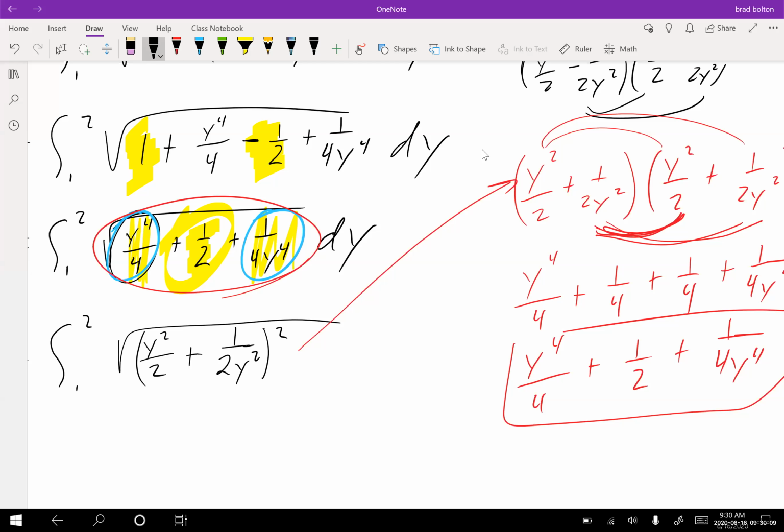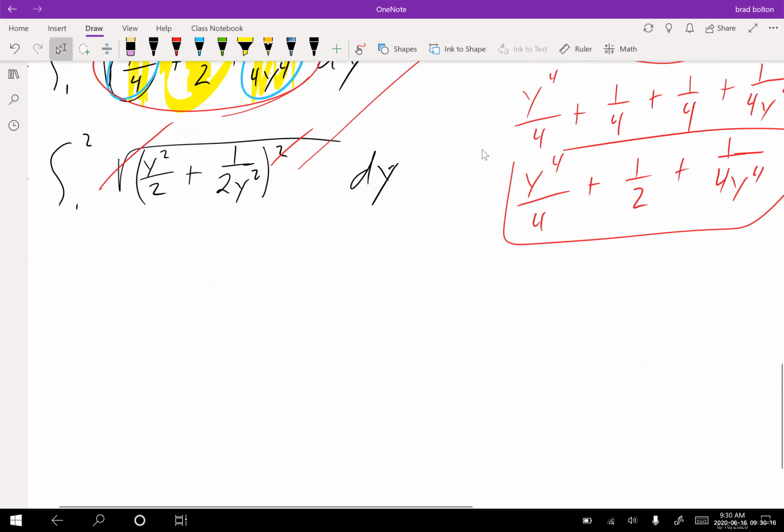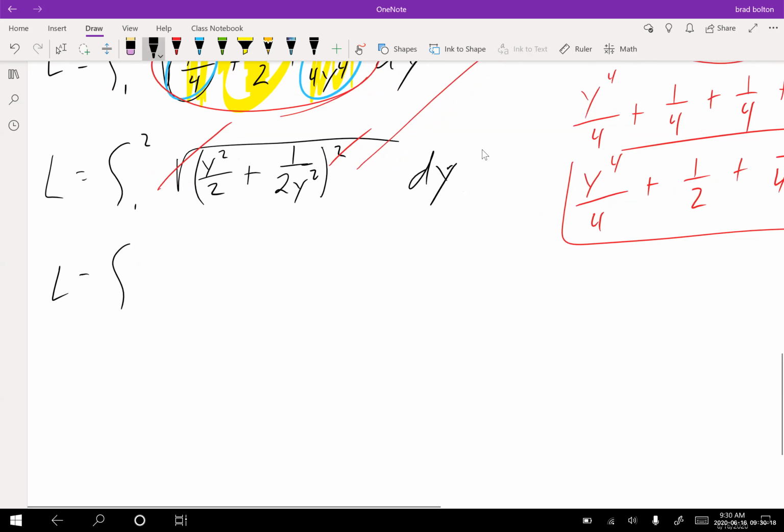So that means I can now do this. So we have dy. We're now going to cancel that with that. And now let's see the new problem that we have. So this is L equals the integral from 1 to 2 of y squared over 2 plus 1 over, you know what, I'm going to write it as a negative exponent so it's easier to work with. And I'll write this as 1/2 y to the -2 dy. Okay, so now this is a nice easy problem to factor, right? Or not to factor, to integrate.